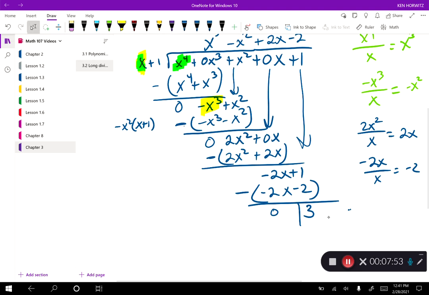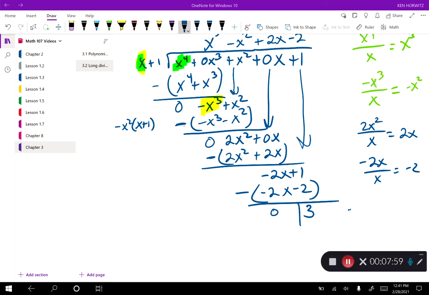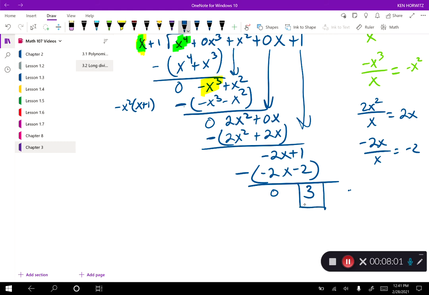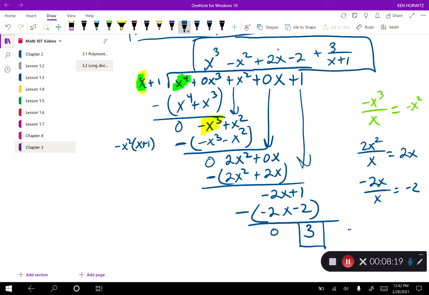Now, with numbers, you could go and start getting decimals. Now that we are dealing with polynomials, you stop at your remainder. So what we can do is, I'm going to erase this because I'd like a little bit of room. We put the plus 3 over x plus 1. And this is your quotient. And this is your remainder.